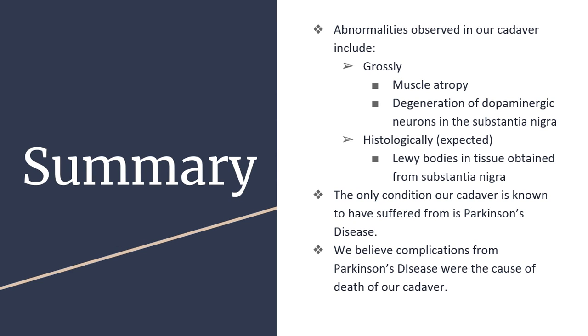So in summary, we did observe some gross anatomic variations, including significant muscle atrophy and degeneration of the neurons in the substantia nigra. Histologically, like Alyssa said, we didn't actually collect a sample from our patient's substantia nigra, but it would be expected that it would show Lewy bodies, or those deposits of protein, in the tissue obtained from the substantia nigra. The only condition our cadaver is known to have suffered from is Parkinson's disease, but we believe that it was complications from the disease that actually led to her death.